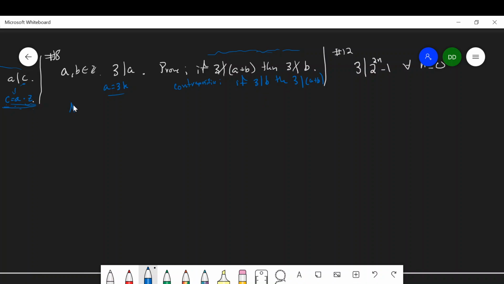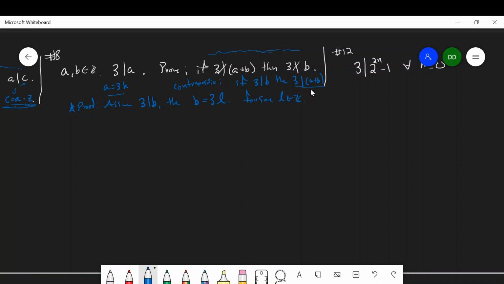So assume, let me write proof. We are proving this thing. Proof, assume 3 divides b. Then b equals, let's say, 3l for some integer l. And then we have a equals 3k, and we have b equals 3l. So how about a plus b, right?